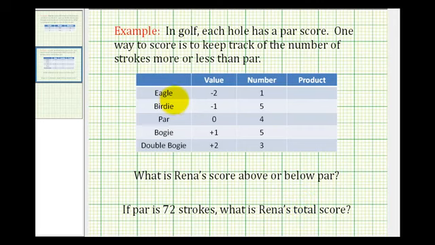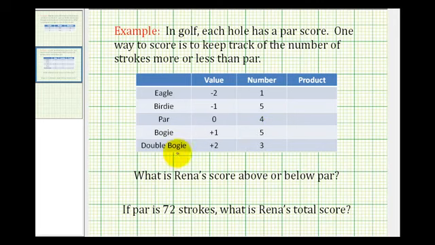An eagle is 2 strokes below par, therefore has a value of -2. Rena had 1 eagle. A birdie is 1 stroke below par, represented by a -1, and Rena had 5 birdies. A par score has a value of 0, and Rena had 4 of those. A bogey would be 1 stroke above par, so a bogey has a value of +1, and she had 5 of those.